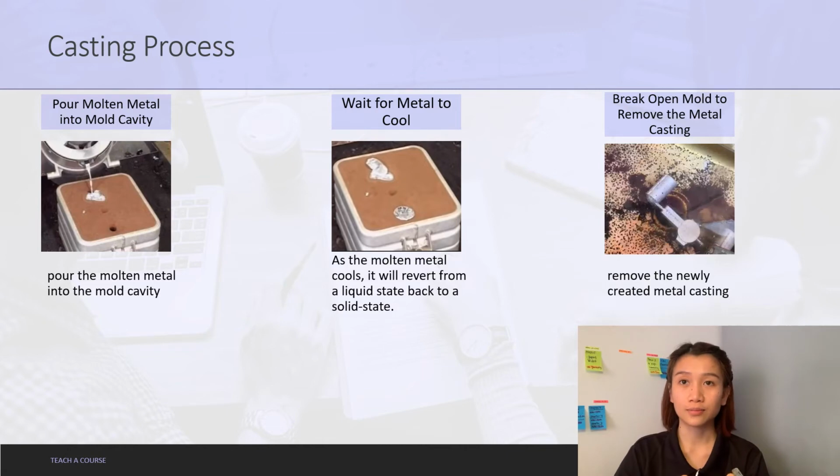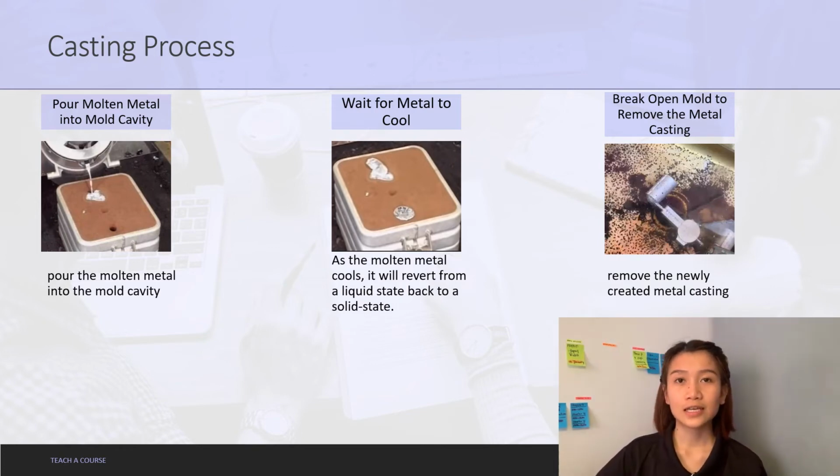Again, by using different types of mold and different types of alloy or metal, it takes a different length of time to cool down. As the molten metal cools, it will revert the state of the metal from liquid back to a solid state.